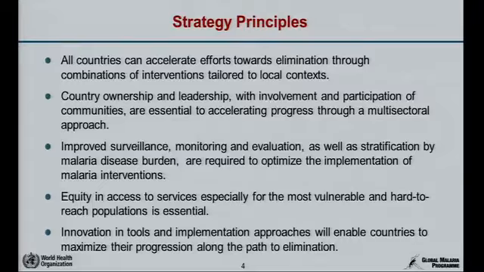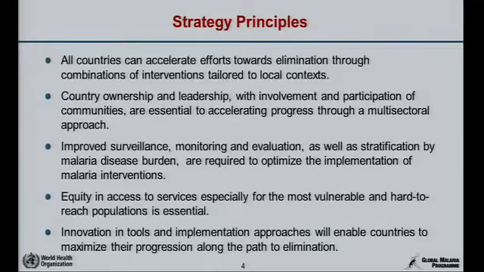In other words, we are not proposing a one-size-fits-all approach, but rather a smart, intelligent, data-driven approach to malaria control based on local circumstances and the epidemiology of malaria in a given area. The fourth guiding principle is equity in access to services and paying special attention to the most vulnerable sectors of our community and the hard-to-reach populations, those that don't feature often in our broader statistics.